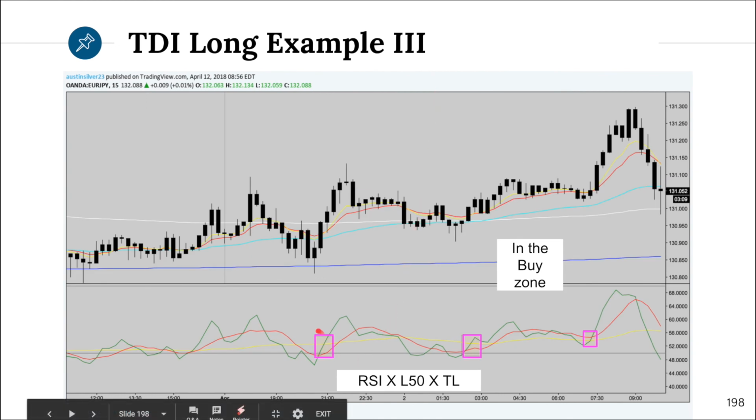Another example. Liquid 50 moves up from near 50, but not at 50, near 50, maybe 51, 52. Liquid 50 moves up during Asia. RSI crosses in the buy zone above the trend line. You get 45 minutes to an hour of rise after that cross.